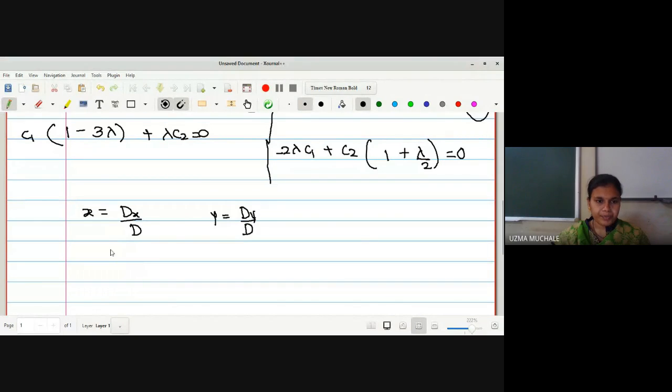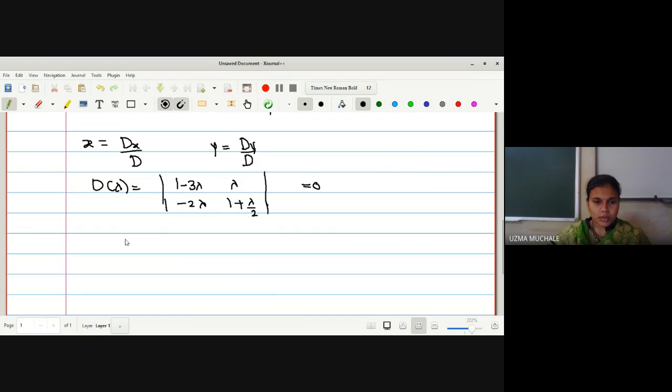Or in another way, we can directly go for finding the value of the determinant, d lambda. First, we'll find the value of d lambda and we'll equate it to 0. Why are we going to equate it to 0? Because we want to find the non-trivial solution. So what is the coefficient of C1? It is 1 minus 3 lambda. Similarly, the coefficient of C2 in the first equation is lambda. And here it is minus 2 lambda, the coefficient of C1. The coefficient of C2 is 1 plus lambda by 2.